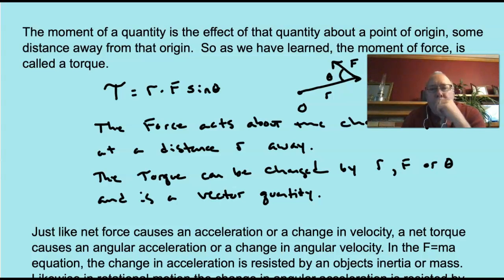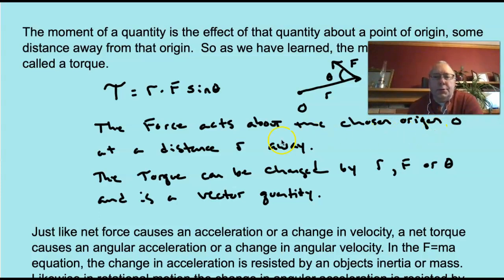All right, the moment of a quantity, you've probably been wondering, we've been hearing this word. The moment of a quantity is the effect of that quantity about an origin, some distance r away from that origin. As we've learned, the moment of force is called a torque, where torque is r cross F, or rF sine theta. The force is at a distance r, located about some origin O, and the force's effect about that origin can be affected by the distance the force is away. So you can increase torque by increasing the lever arm r.